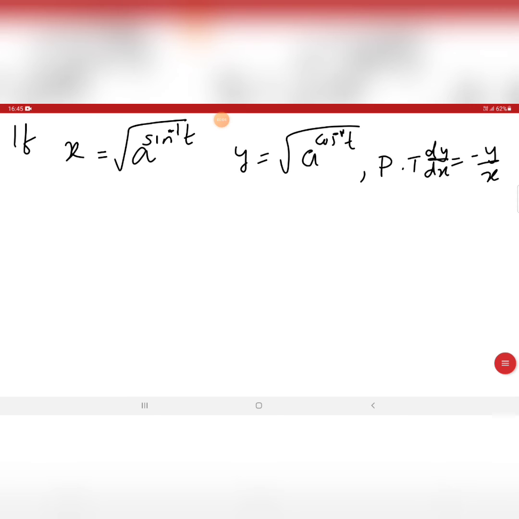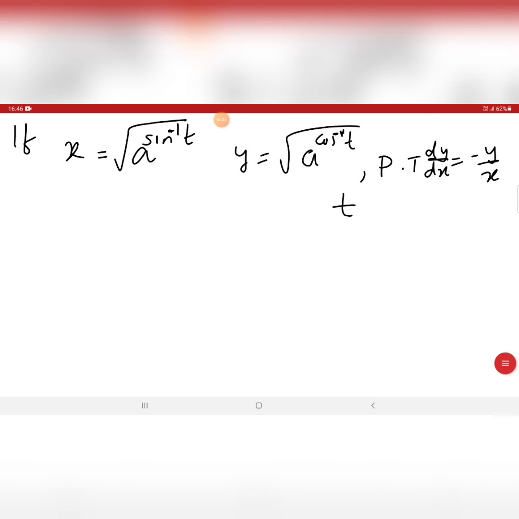If x equals root a raised to sin inverse t, y equals root a raised to cos inverse t, prove that dy by dx is equal to minus y by x. We can do it in two different ways. Either you can directly find dx by dt, dy by dt, then same as the previous question. Here the parameter is t. And another method.